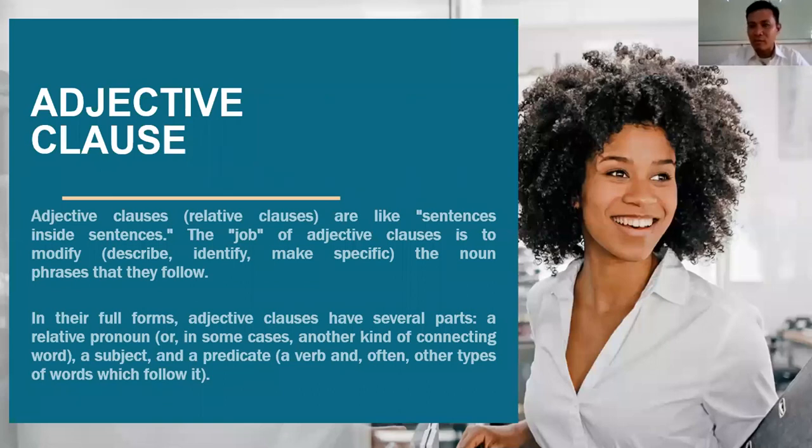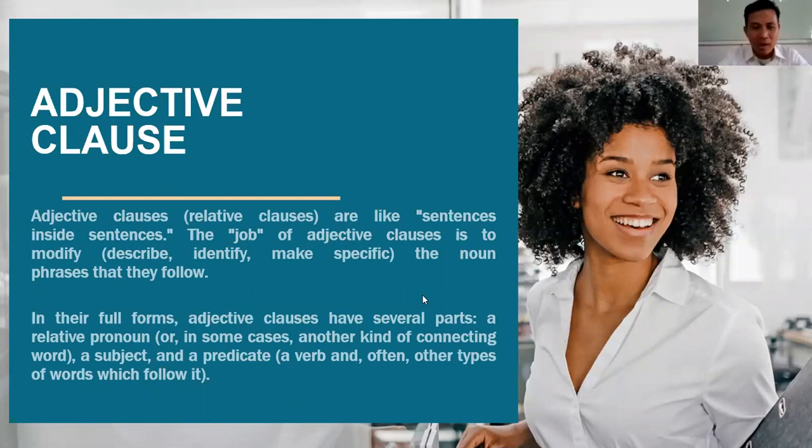I hope you still remember what an adjective clause is. If you don't, let me remind you. Adjective clauses, or relative clauses, are like sentences inside sentences. The job of an adjective clause is to modify. What does it mean to modify? To describe, to identify, and to make everything specific.